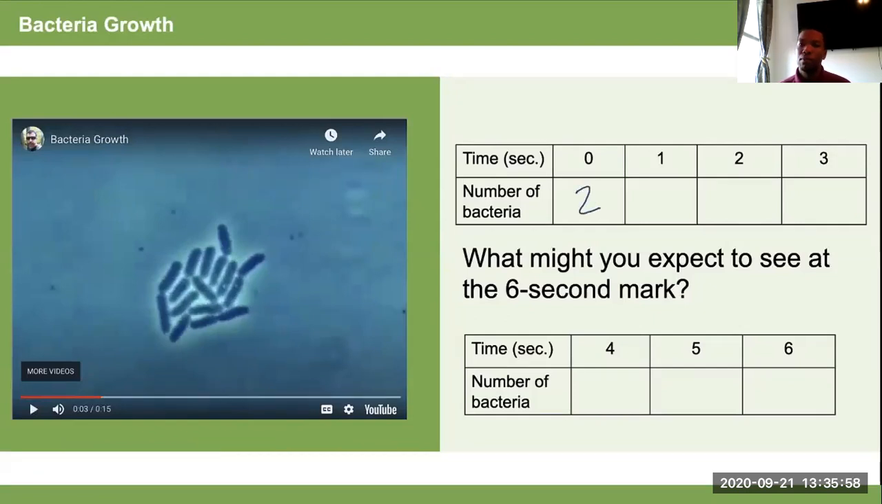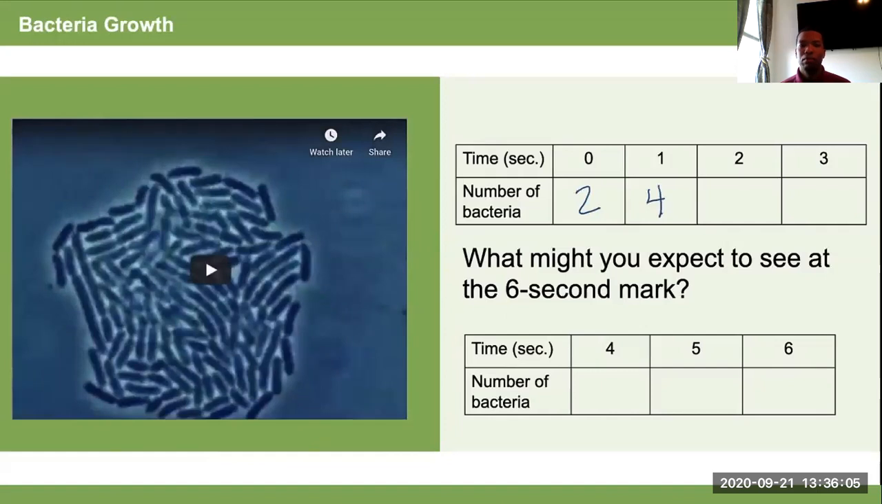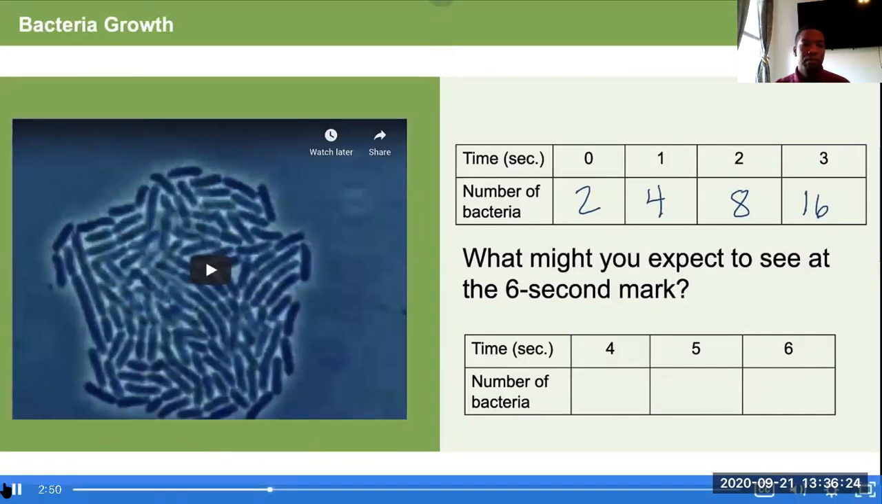We noticed that at 0 seconds, there were 2 bacteria on the Petri dish. At 1 second, there were 4. At 2 seconds, there were 8. And at 3 seconds, there were 16. What pattern do you notice? If this pattern does continue, how many bacteria will there be on the Petri dish at 6 seconds on the video? I'm going to pause that because I want some of you to send me some answers in the chat.